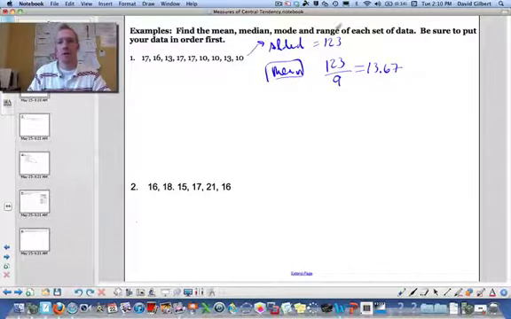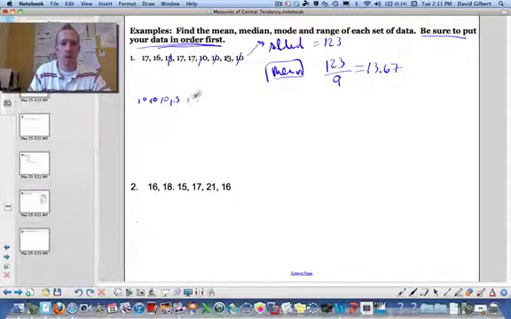For the mode and these other ones, you want to put them in order first. In order would mean from smallest to biggest. So there's 3 tens, and I cross them off as I do them so I don't forget. There's 13. Oh, here's another one. And then the 16 is our next biggest. Hopefully those aren't too confusing looking. And then there's 3 17s.